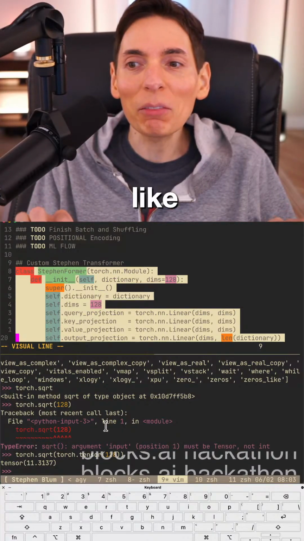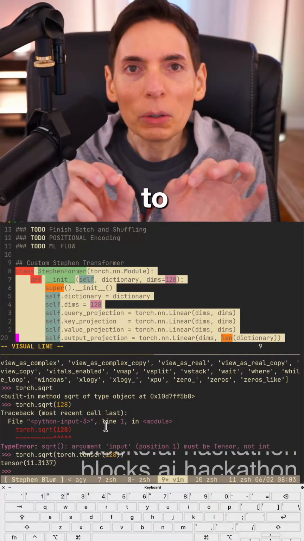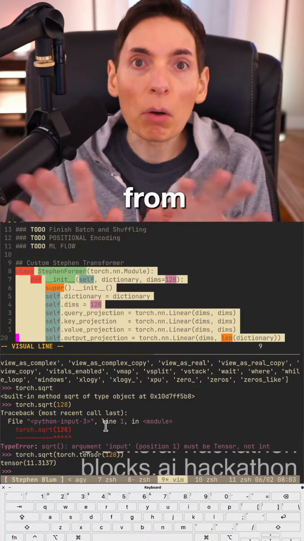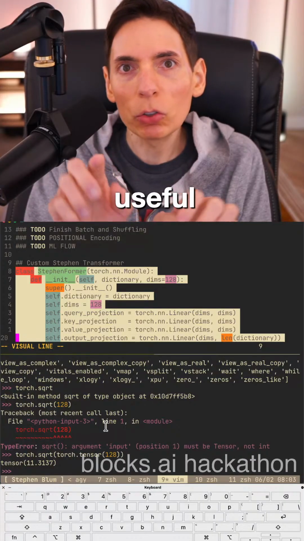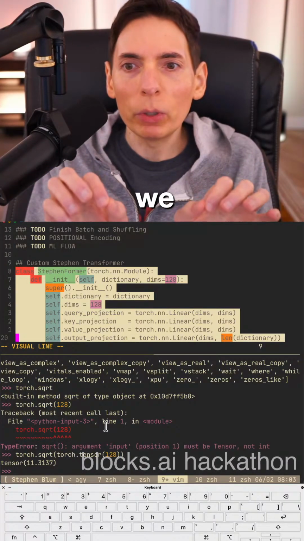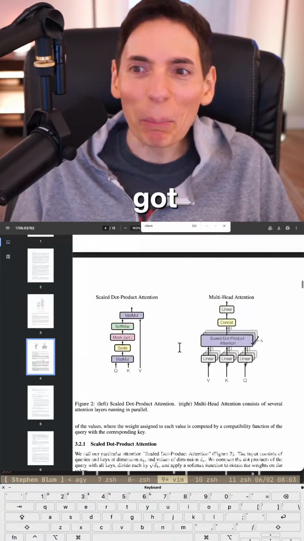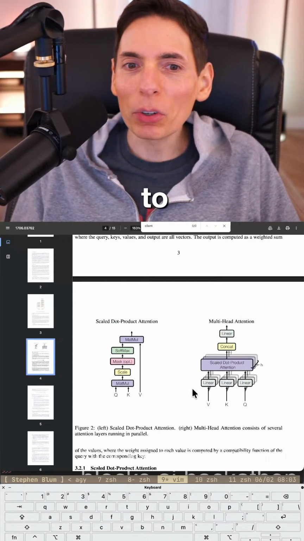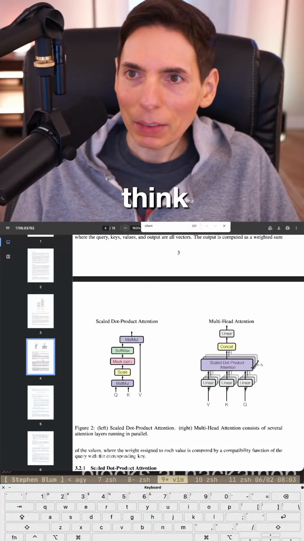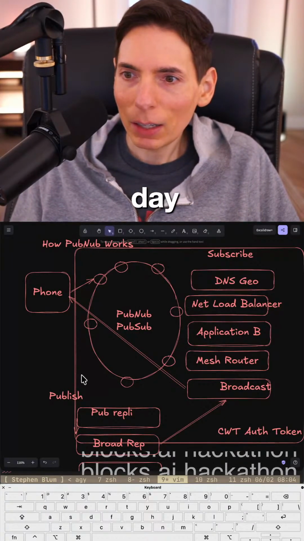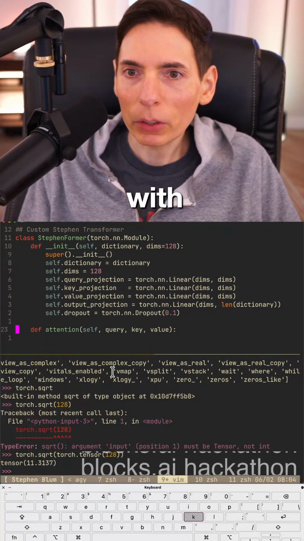It seems like I did a little studying. I'm going to try to do all of this as much as I can from memory, and I will draw a diagram. I think drawing a diagram is going to be really useful. Obviously there are already diagrams right here, we've got the paper right here. I'm going to draw it so it solidifies more in my mind, and I think that will be a good start to the day. We've got a lot of diagramming that we can do, and then we will get into the coding.